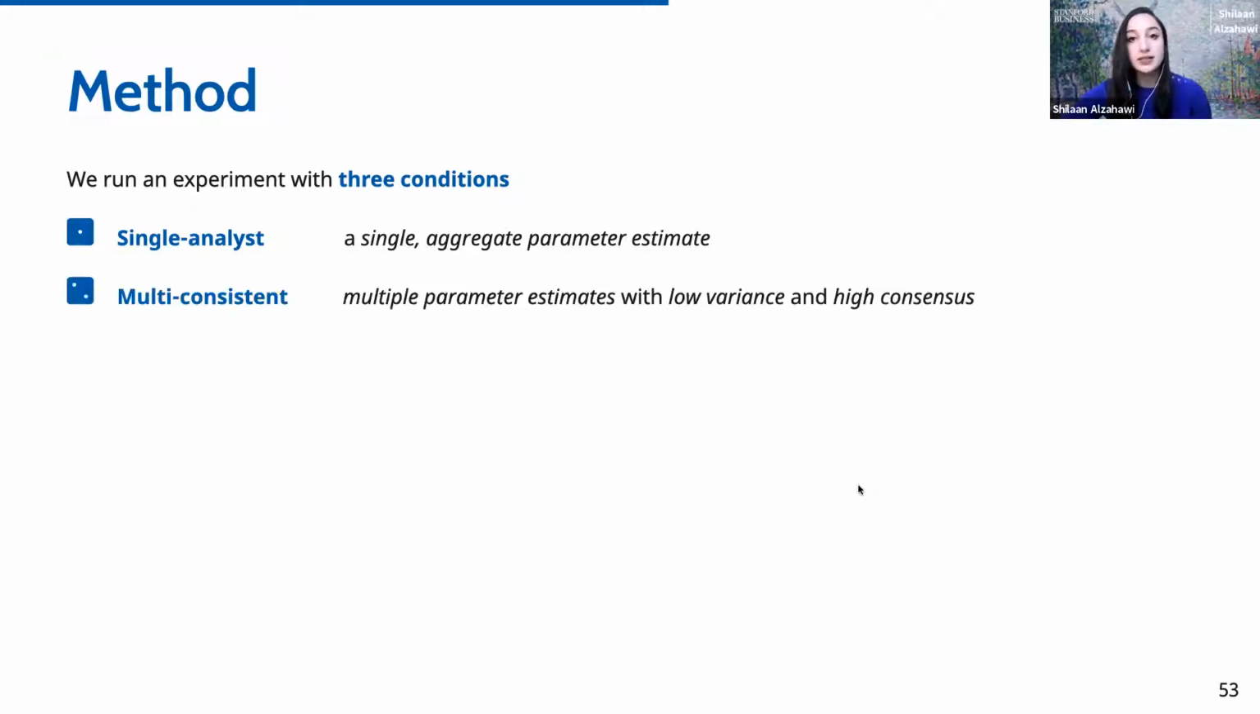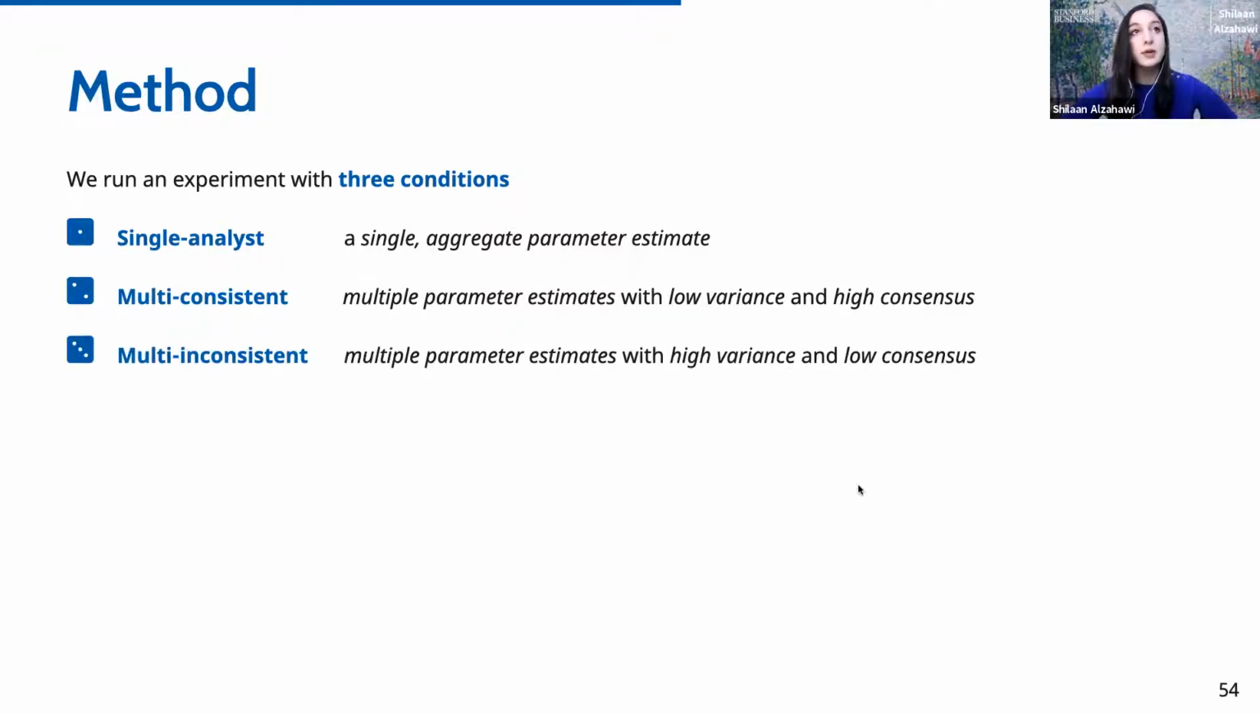In the multi-consistent condition, 6 independent teams of scientists report 6 independent estimates that show low variance and high consensus. So they all agree in their conclusion, and the spread in their effect size estimates is small. In the multi-inconsistent condition, 6 independent teams of scientists also report 6 independent estimates, but in this case, they show high variance and low consensus. There's a large spread between the estimates, and the qualitative conclusions differ. 2 of the scientists find a negative relationship, and 4 of the scientists find a positive relationship.